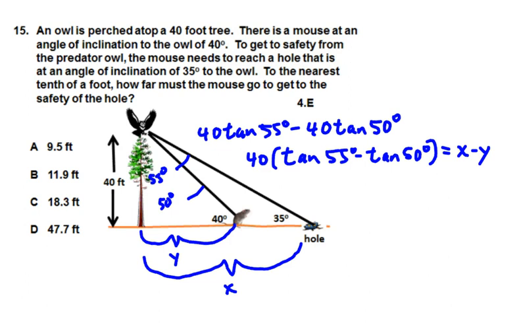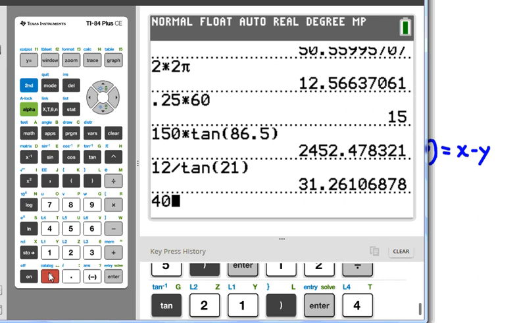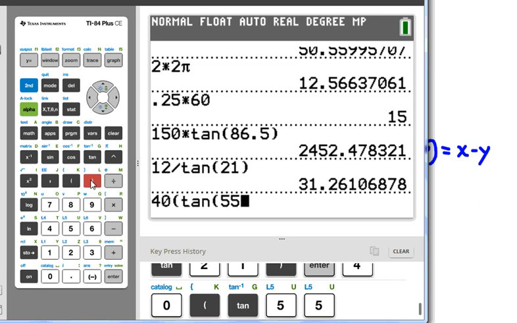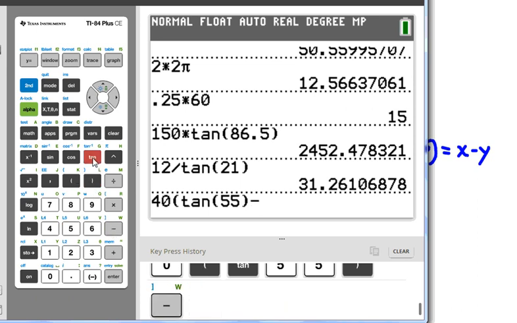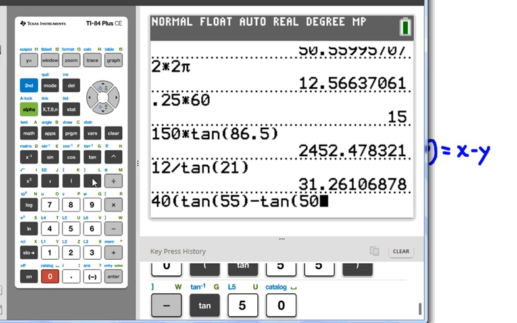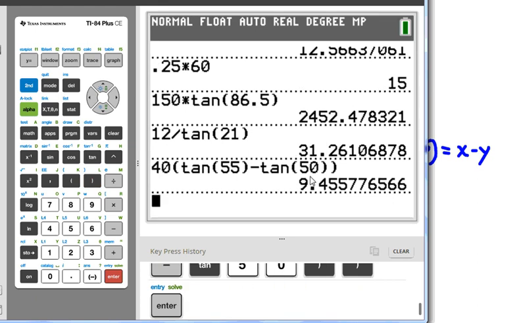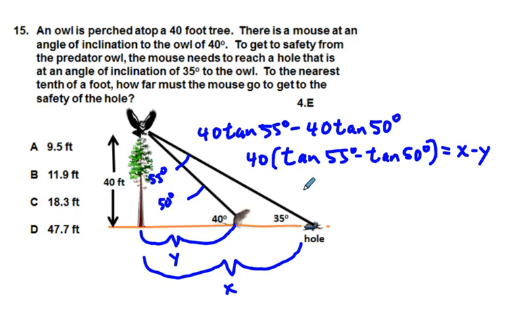So here we go. 40 times tangent 55 degrees minus tangent 50 degrees. We are in degrees here, and that should do it. 9.46 feet. Which is going to be closest to answer choice A.